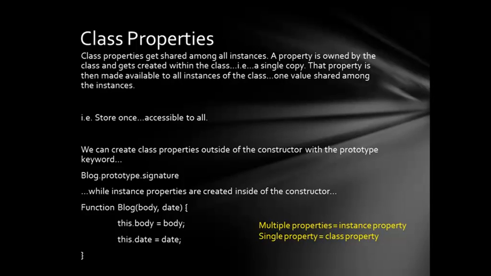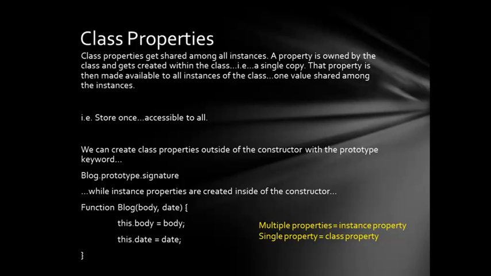A property is owned by a class, it gets created within a class, a single copy. That property is made available to all instances of that class. One value shared among all. So store once, accessible to all. That has its pros and cons. You have to be careful of that. Sometimes, in JavaScript, when you get into doing some client-side web scripting, Ajax stuff, you have to be aware of how stuff is shared and not overwriting your stuff.